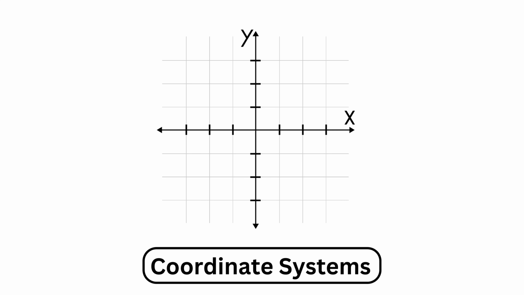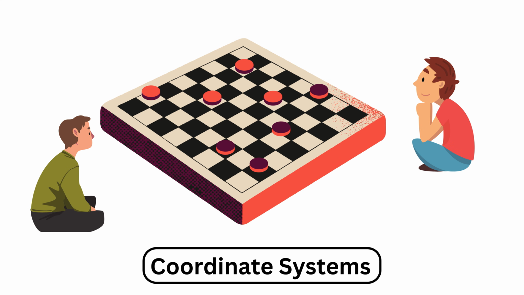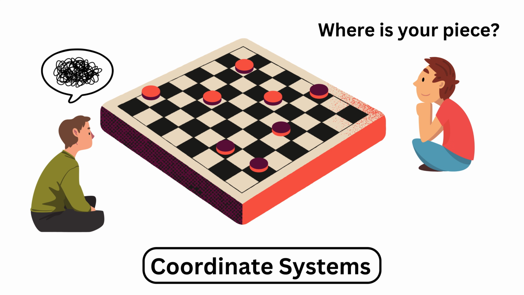Level 0. The coordinate system. Before we start with vectors, let's talk about the coordinate system, which is kind of a map that helps us understand position and movement. Imagine you are playing a board game, and the board has squares. If someone asks, "Where is your piece?" we need a way to describe its location. This is where coordinates come in.